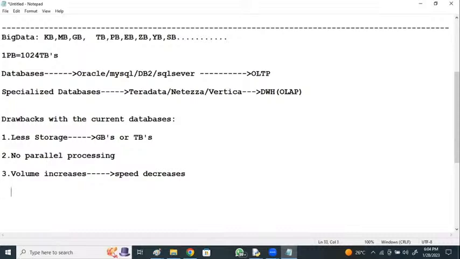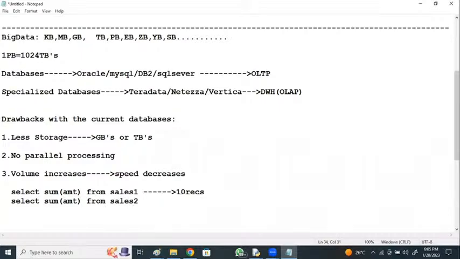For example, to justify this: select sum of amount, total amount from sales1. Sales1 is the table, consisting of 10 records. Assume it has got only 10 records. And see one more query: select sum of amount from sales2. Sales2 has got like 1 lakh records. Total amount from sales1, 10 records. Total amount from sales2, 1 lakh records, right?